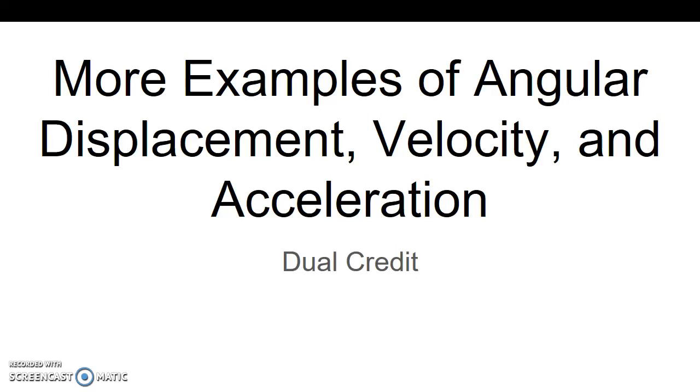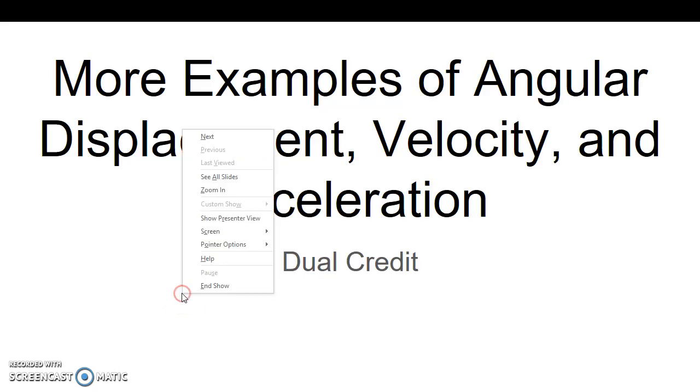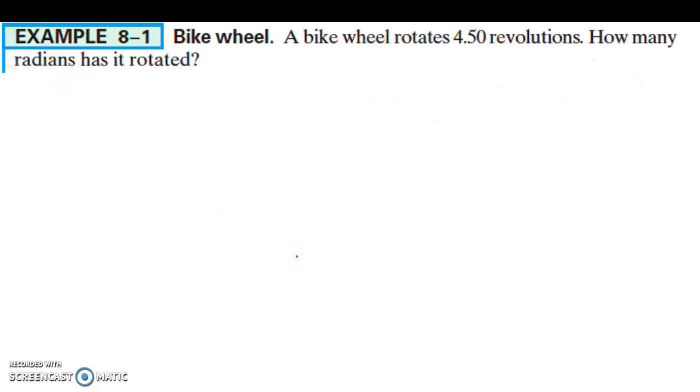Alright, I have time to do some more examples of angular displacement, velocity, and acceleration. So I will go through some different situations and things you might encounter. Here's a real quick one. We got a bike wheel that rotates 4.5 revolutions. How many radians has it rotated?